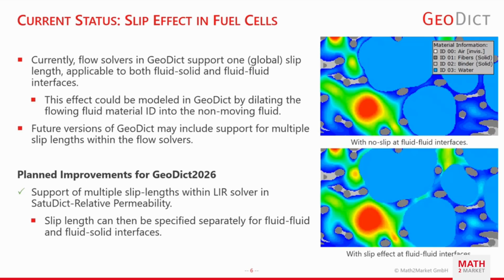What we plan to do in the next GeoDict versions is to allow you to specify different slip lengths for the different phases. This we can do in the flow solver. It's not available yet, but this can be implemented, and it may be implemented in GeoDict 26.